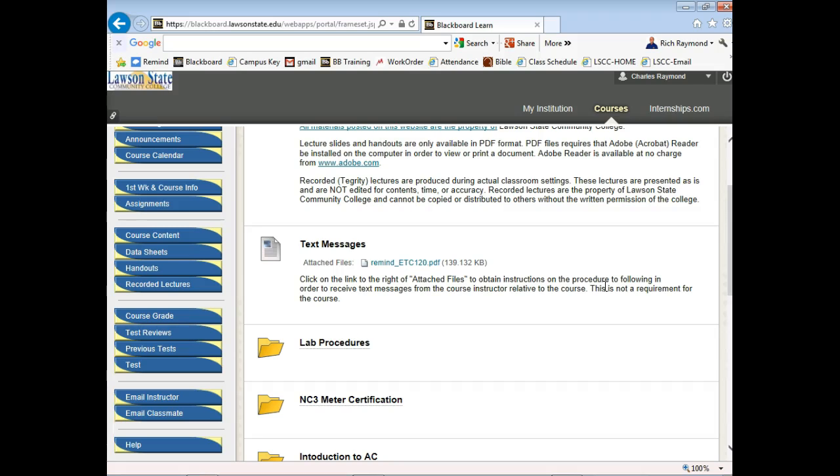We also have the ability, using an application called Remind, where I can send you text messages. I can send the whole class a text message, and you can text me back. I have to know your cell phone number, but you don't know mine, even though the text has come to my phone.